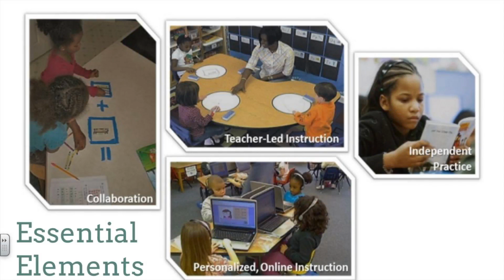Essential elements. In a perfect world, there would be center rotations that included teacher-led instruction, online instruction that's personalized, Compass in this case, independent practice, and collaboration. Many teachers leave out the collaboration piece until their students are comfortable with the rituals and expectations of center work. I've even been to classrooms where students don't rotate at all, but the materials are rotated by one student per group. Having the students stay seated and the materials move to them seemed to work best for those classes that just couldn't handle the movement in the beginning. It's something to work towards.